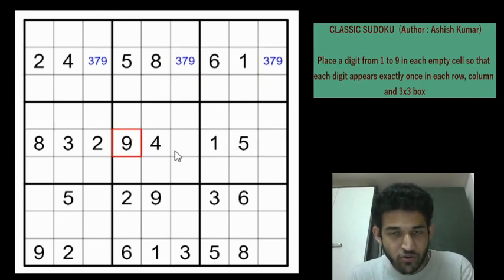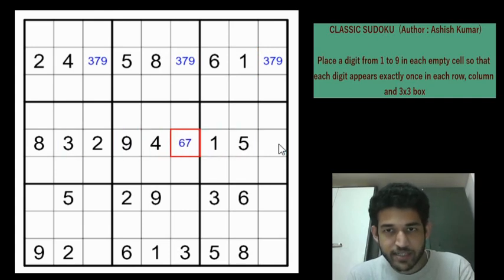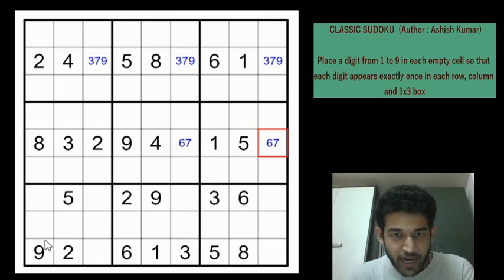Similar activity if you do along row 5. 2, 3, 4, 8, 9, 1 and 5 are not possible. So remaining digits are 6 and 7, right? And let's look at row 9 now. 2, 9, 1, 3, 5, 6 and 8 are not possible. So remaining digits are 4 and 7, right?